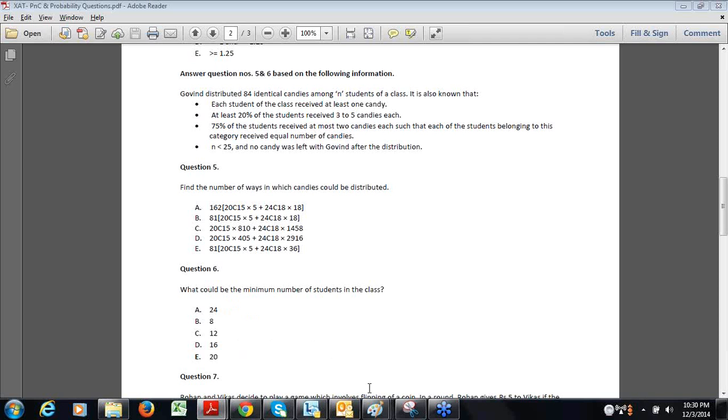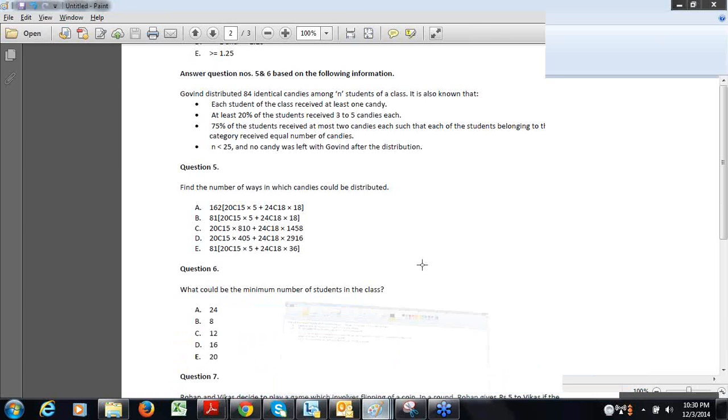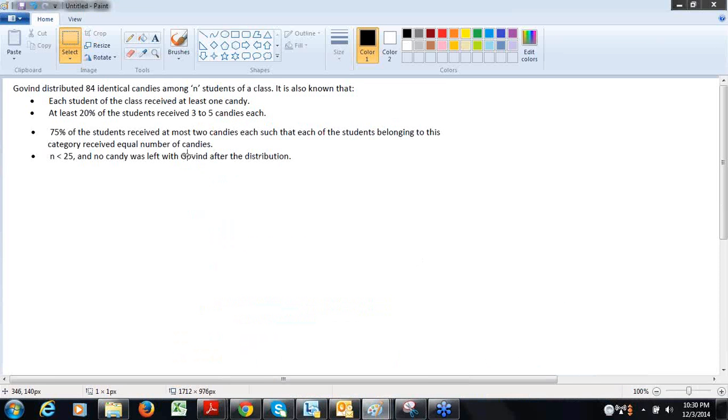Okay guys, time is up, so let me do this question. Okay, so what it is saying is Govind distributed 84 identical candies among n students of a class. It is also known that each student of the class received at least one candy. At least 20% of the students received 3 to 5 candies each, and 75% of the students received at most 2 candies each, such that each of the candidates belonging to this category received equal number of candies, and n is less than 25, and no candy was left with Govind after distribution.